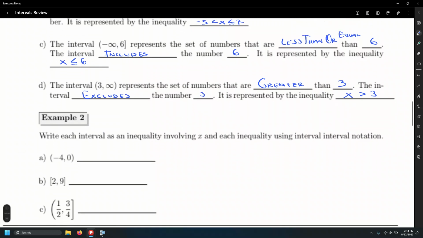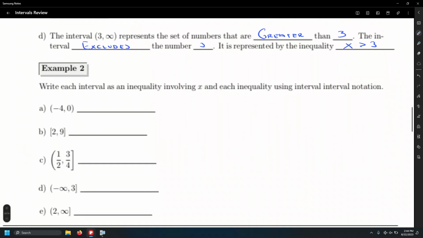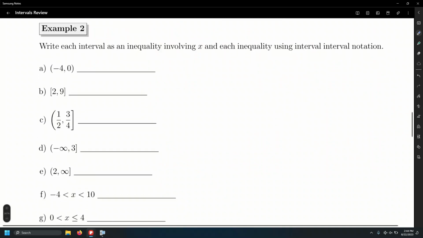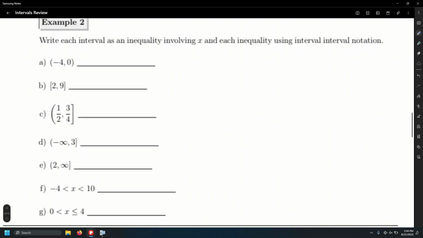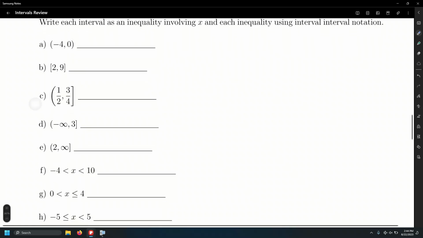So another example. Now this is what we're going to do. We're going to go back and forth between interval notation and inequality notation. Let me do a couple for you, and then I'll let you work on some of them on your own.